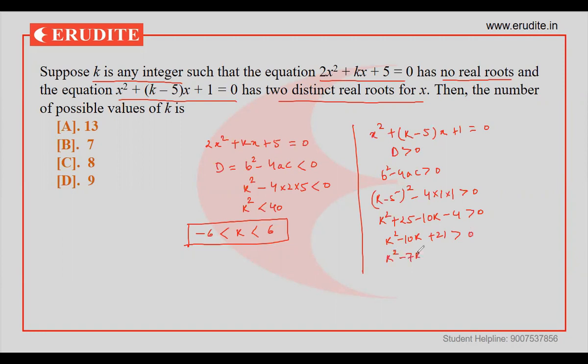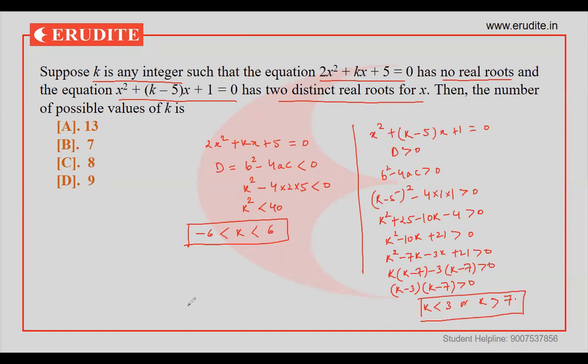So this one I can write as k² minus 7k minus 3k plus 21 is greater than 0. From here you take out k common, so k minus 7. From here you take out 3 common, it is k minus 7 is greater than 0. So from here (k minus 3) into (k minus 7) is greater than 0. So here you are getting that k is less than 3 or k is greater than 7.